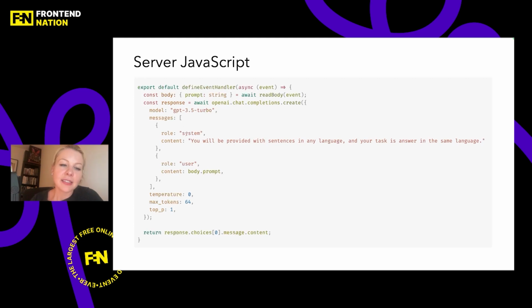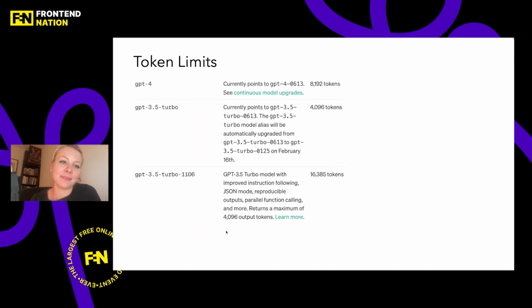I'm having a system message. In this example, I told it: you will be provided with sentences in any language, and your task is to answer in the same language. So this was my language thingy, language bot. And now we're having the body prompt here. And the response is actually in the response choices, first array element, message, content. Yet again, for more details, please check out the further documentation on it.